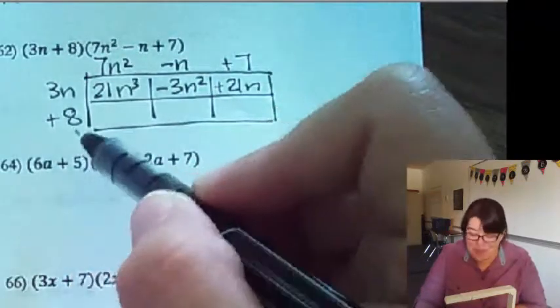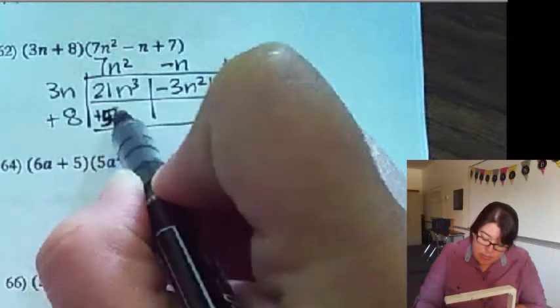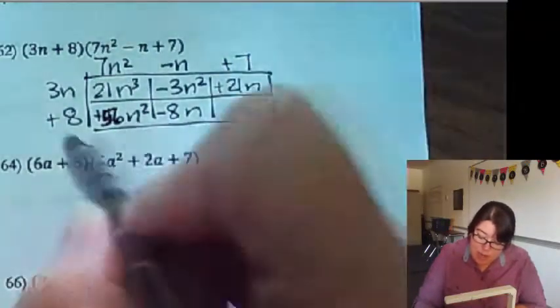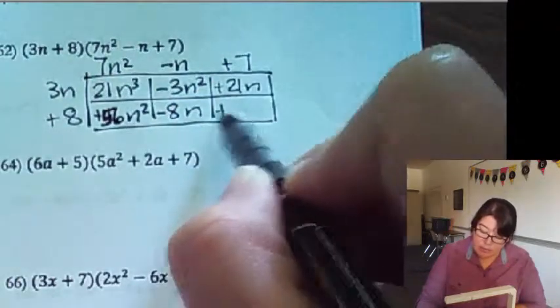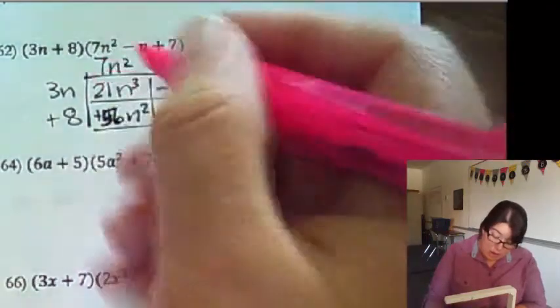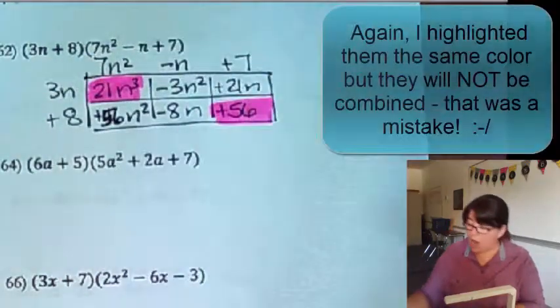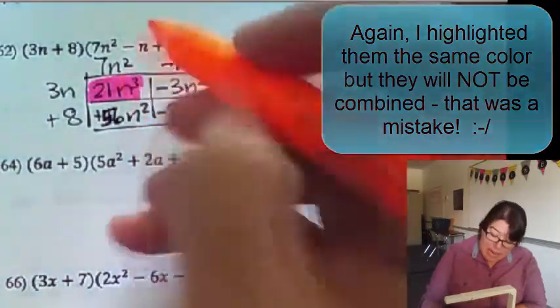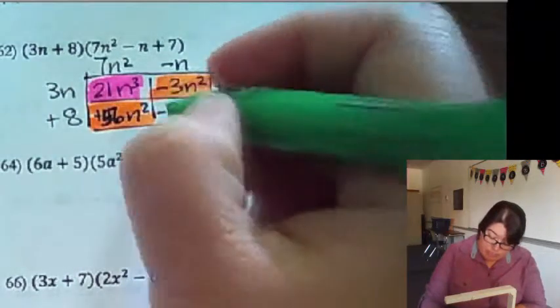Now for my second row. 8 times 7 is positive 56. There isn't a variable here, so my n squared is going to stay the same. Positive 8 times negative 1 is negative 8. No variable times n stays an n. Positive 8 times positive 7 is positive 56, and I have no variables there. When I do the box method, I know my corners are not going to have any like terms. But anything that has a diagonal will have a like term.